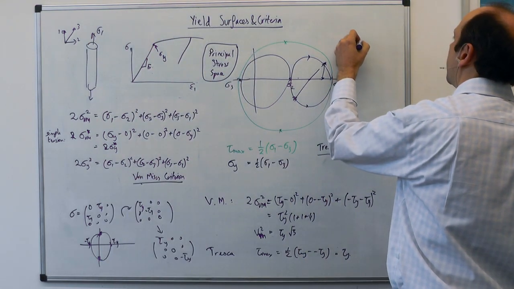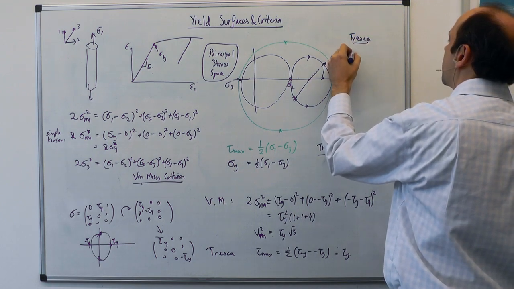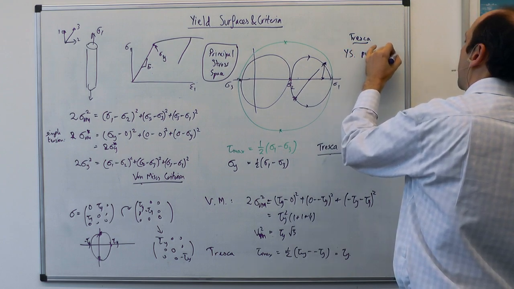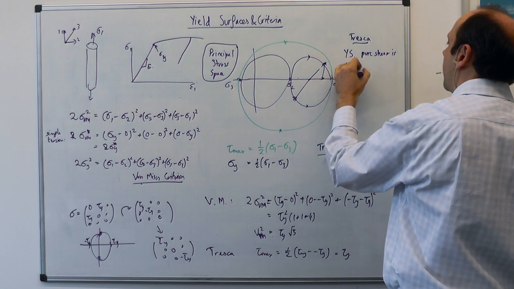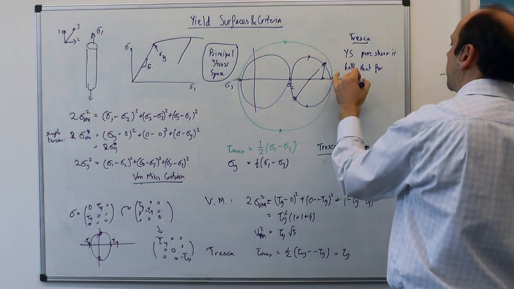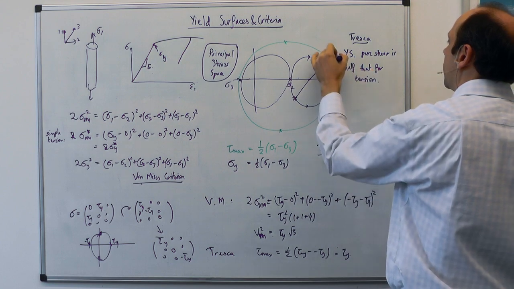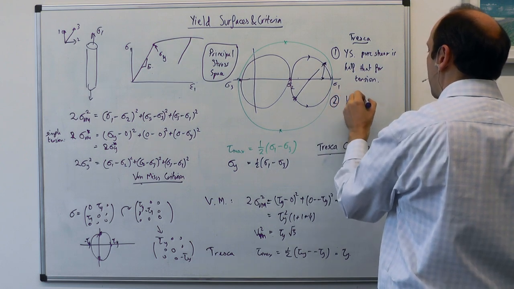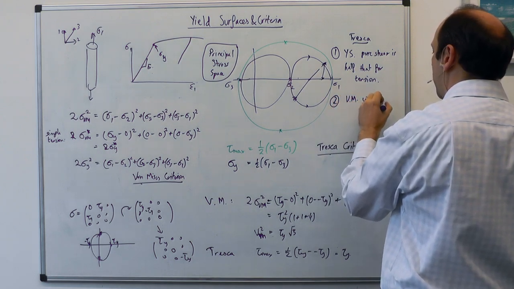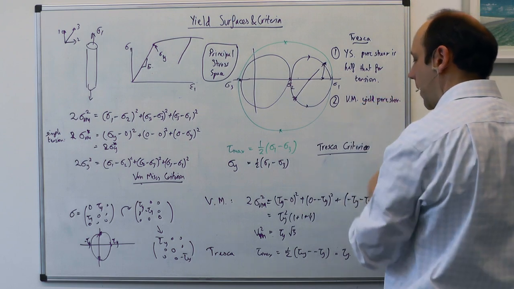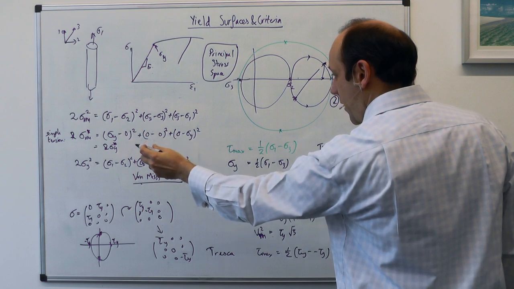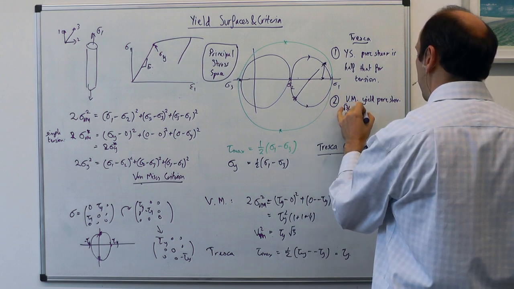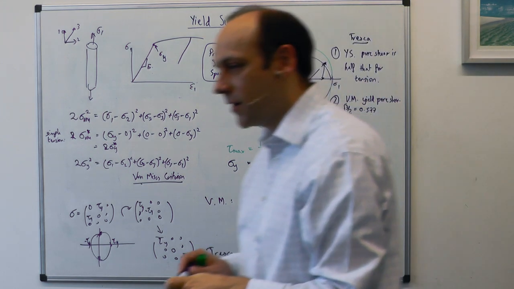So Tresca, the yield stress for pure shear is half that for tension. That's our first conclusion. And our second conclusion was that the von Mises yield for pure shear, when we compared it to our sigma y there, is equal to root 3 over 2, which is equal to 0.577. We'll just check that.